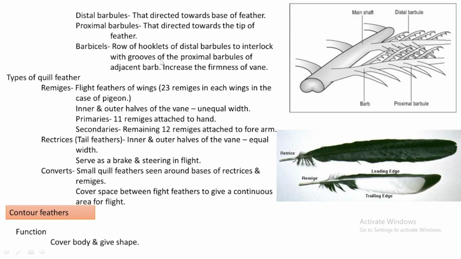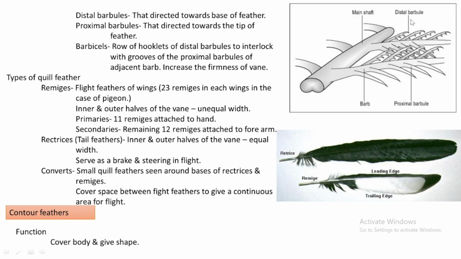Okay. Then distal barbules. There are different types. Distal barbules means those barbules seen distant away from the barb. This is the barb, and away from the barb, some barbules are present. Those barbules are called distal barbules.